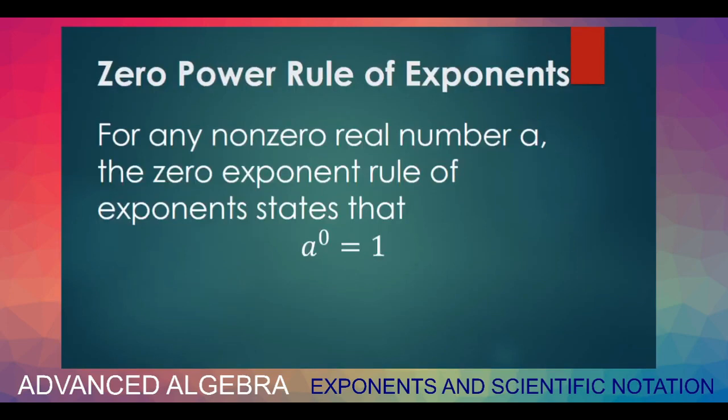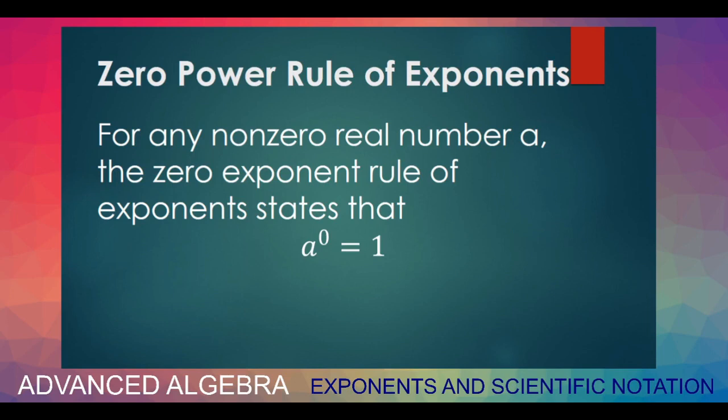Okay, next. Zero power rule of exponent. For any non-zero real number a, the zero exponent rule states that a to the zero power is equal to 1. Mayroong kaparehas ito sa properties natin sa naunang topic. Katulad din doon, kapag ang ating exponent ay 0, automatic na ang sagot ay 1. Kung hindi ako nagkakamali, na-discuss ko na ito, pero related lang siguro ito sa power law of exponent. Kapag exponent ay 0, ang sagot diyan ay 1. Okay?